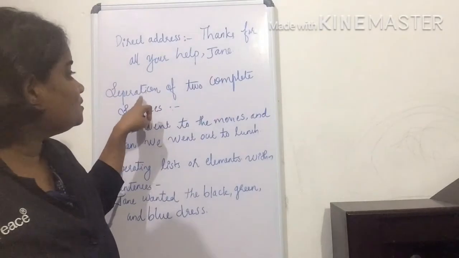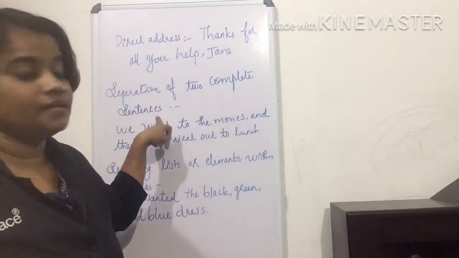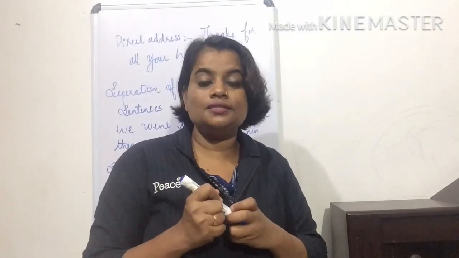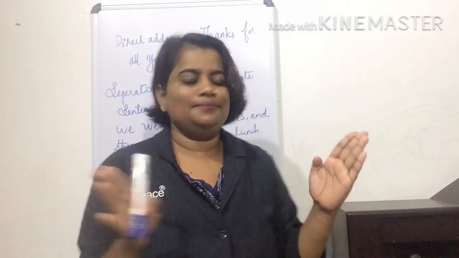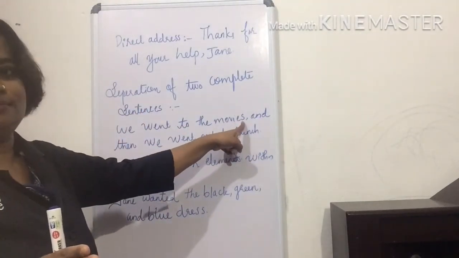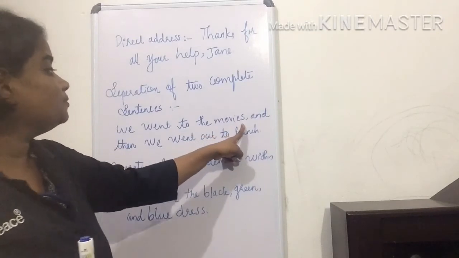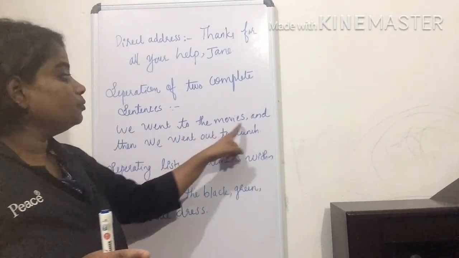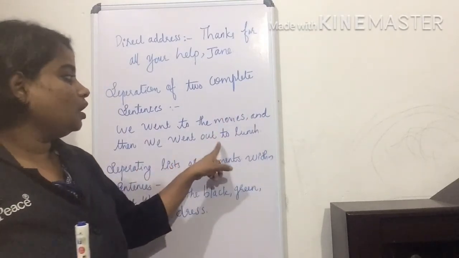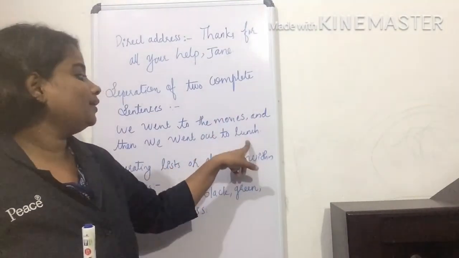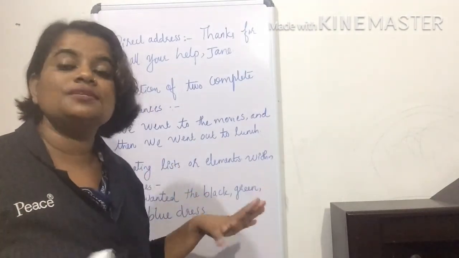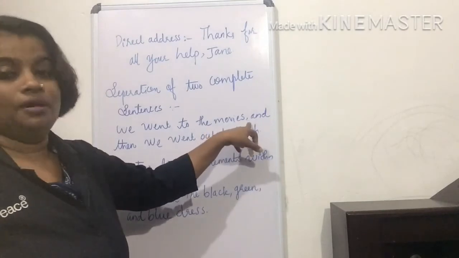Okay, next one is separation of two complete sentences. Complete sentences means separation of two clauses. We went to the movies. The first clause or first statement is "We went to the movies," comma, "and then we went out to lunch." Here we can see two completed actions, but they are separated by a comma.